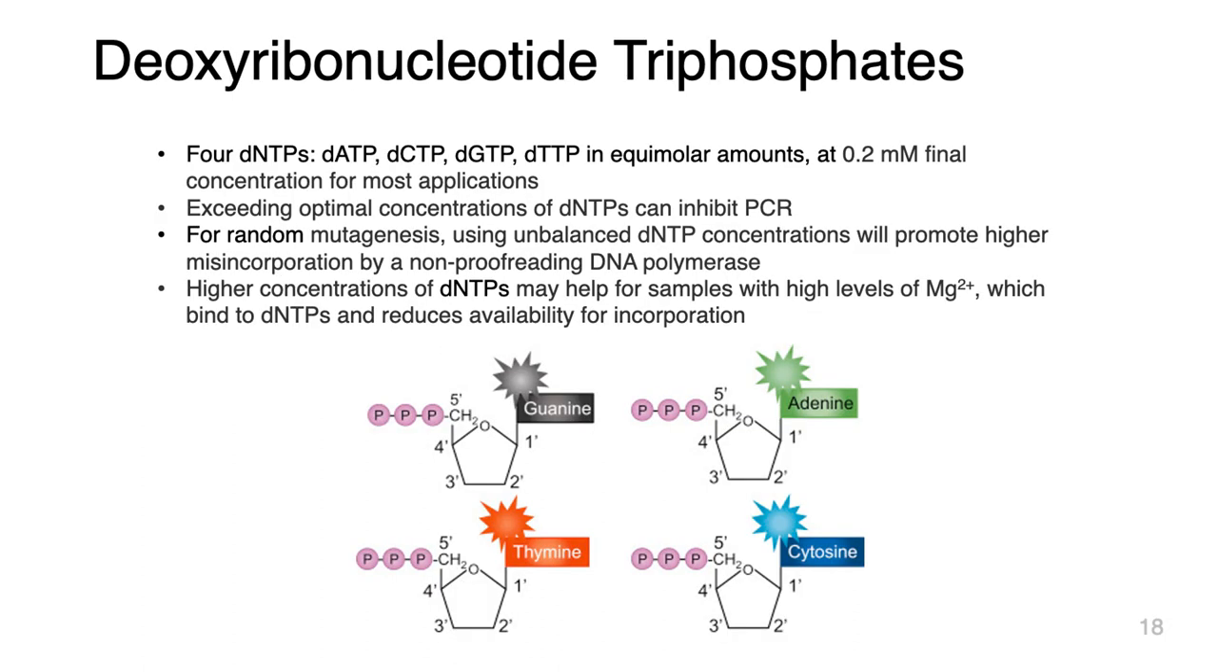The fourth ingredient in PCR are the deoxyribonucleotide triphosphates. The four dNTPs, A, C, G, and T, are added in equal amounts at a 0.2 millimolar final concentration for most applications. Exceeding the optimal concentrations of dNTPs actually can inhibit PCR. And if you're doing an experiment to introduce random mutagenesis, you use unbalanced dNTP concentrations, and this will promote higher misincorporation by a non-proofreading DNA polymerase. Higher concentrations of dNTPs, though, may be helpful for samples with high levels of magnesium, which bind to dNTPs and reduce their availability for incorporation.